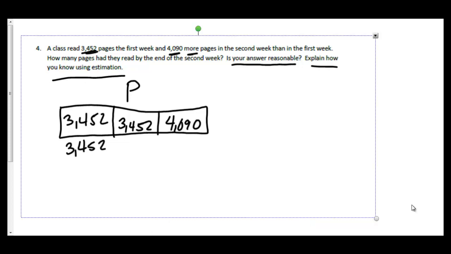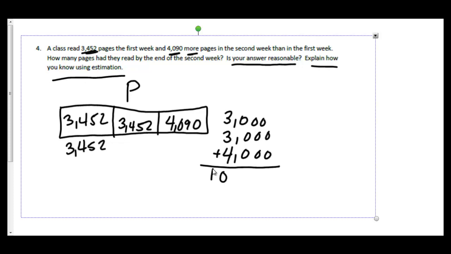Okay, so first I'm going to estimate just like I've been doing on all my problems, and I'm going to round to the nearest thousand because all of these numbers are in the thousands, and that'll give me lots of zeros and make it a lot easier. So I've got 3,000 plus 3,000 plus 4,000. So I just rounded all those numbers to the nearest thousand. So that would give me 3 plus 3, which is 6, plus 4. So that gives me 10,000 pages.